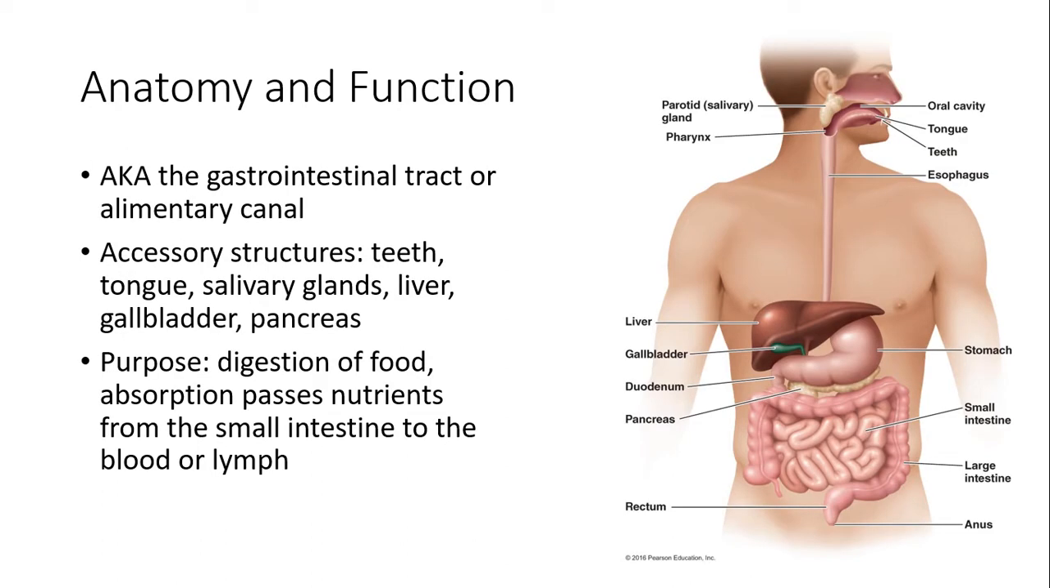Okay, so your anatomy and function of the digestive tract includes all of the tissues that are part of the mouth, as well as some of the accessory tissues like the teeth, the parotid gland, the salivary gland that'll become important in a little bit. Also, the lower digestive tract is going to include things like the stomach, the intestines, and their accessory organs, including things like the liver and the gallbladder and the pancreas, etc. The purpose of this entire system is to digest food. Absorption is going to pass nutrients from the small intestine into the blood or lymph for distribution throughout the body to feed all of your cells.